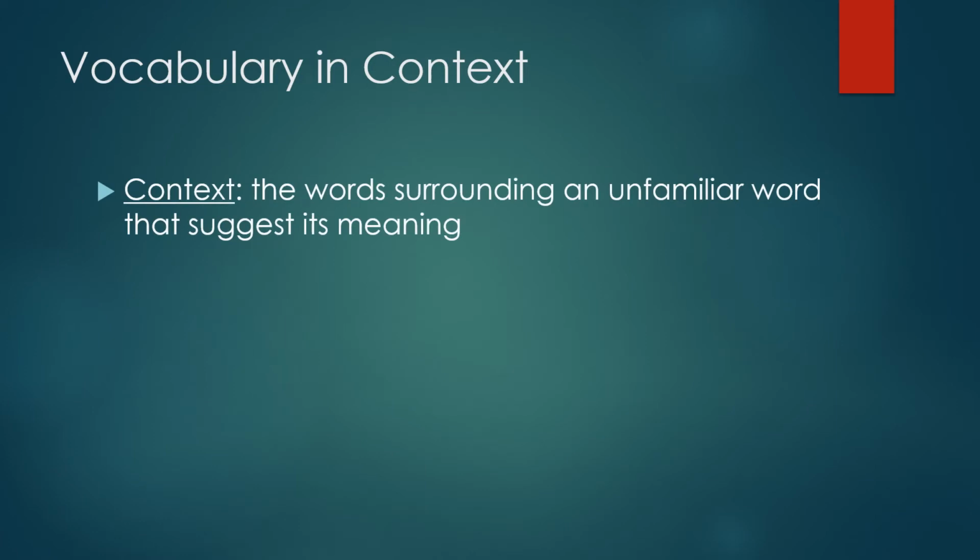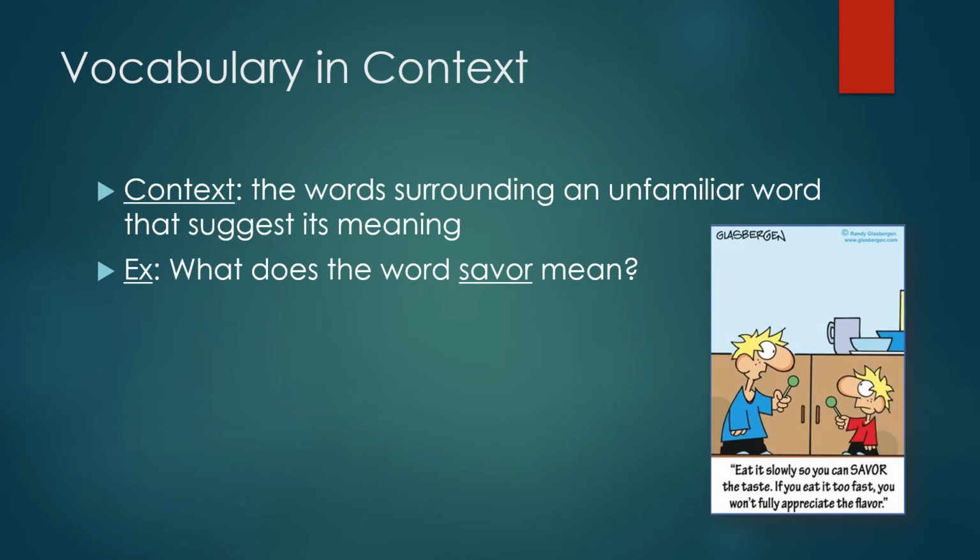So what we can talk about first is vocabulary that exists in context. The context of a word basically means the other words that are around it in a sentence, and these are clues that suggest the meaning of the word that we're looking at. Sometimes you can find meaning that's kind of hidden, like little Easter eggs all around it in a particular sentence. The example that we've got here, this little cartoon, says, "Eat it slowly so you can savor the taste. If you eat it too fast, you won't fully appreciate the flavor."